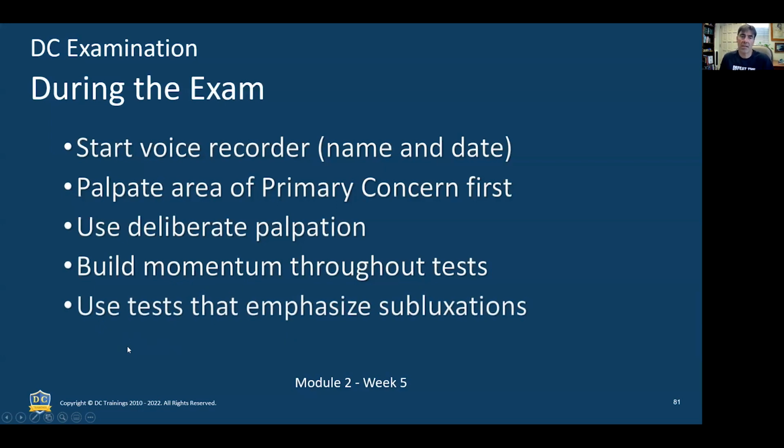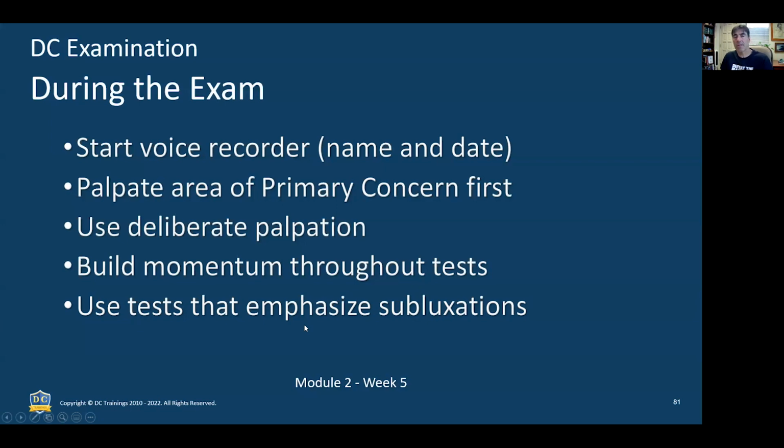Use tests that emphasize subluxations. I mean, you can do a whole slew of tests. They taught us a lot of different tests in school, lots of orthopedic tests, lots of neurologic tests. We don't need to throw all those in here. We want to do the necessary tests, and we want to make sure we focus on the tests that are going to emphasize where those subluxations are. Those are the tests you want to do.